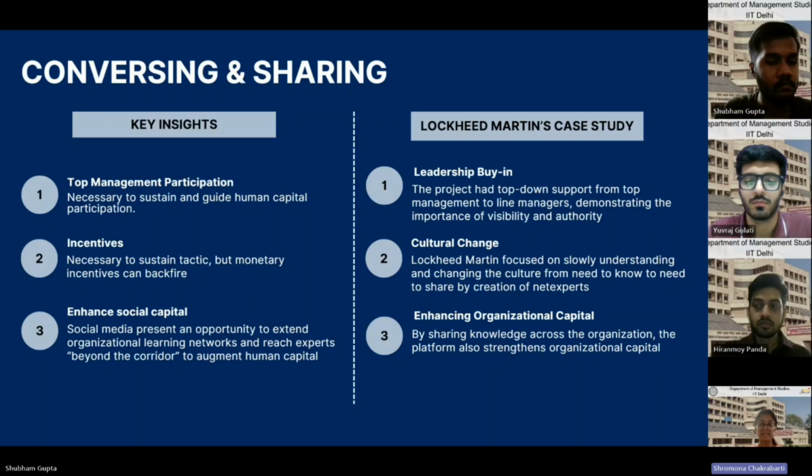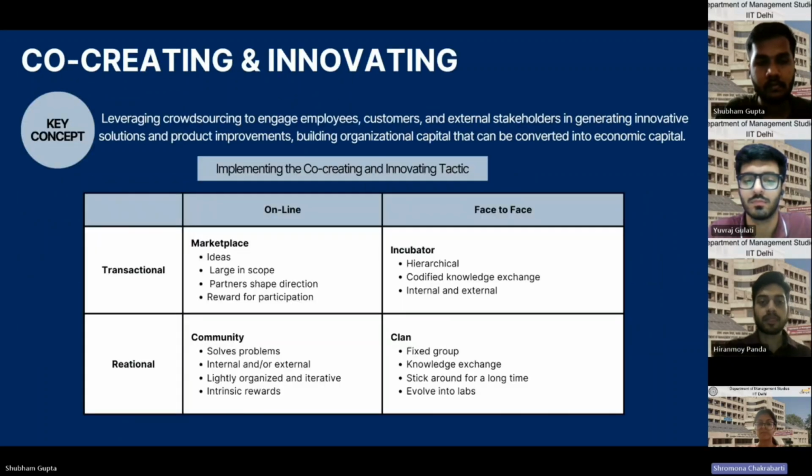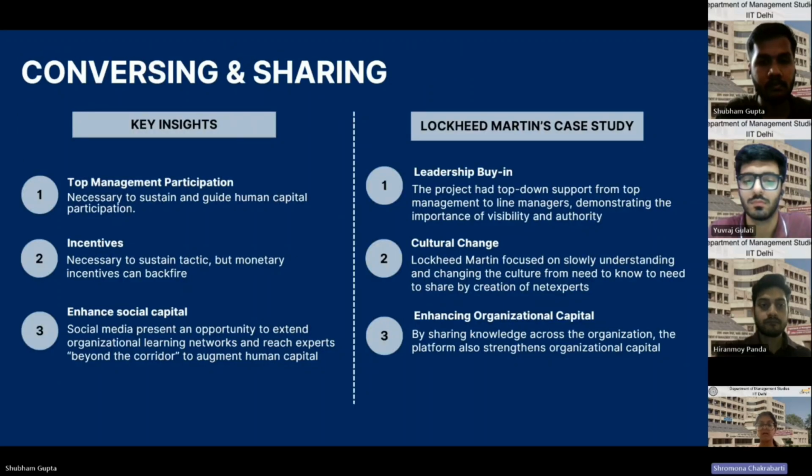And the third is enhancing social capital, which essentially means social media can be used as an opportunity to extend organizational learning networks and network with people within and outside the organization. I think there was a case study of Lockheed Martin, wherein the case exemplifies how the leadership commitment initially drove this initiative of support from the top management to the other workers in the organization.